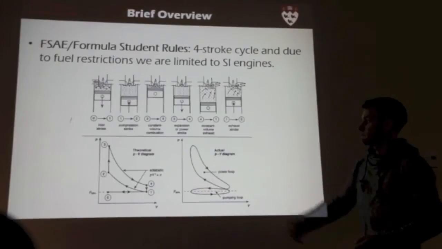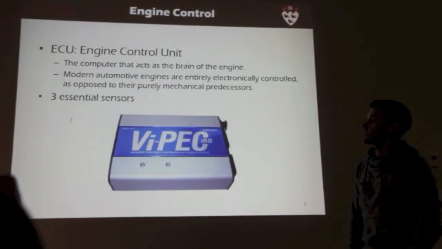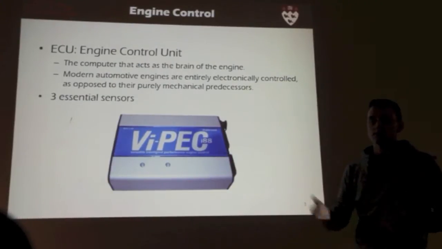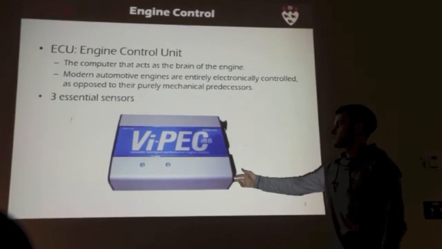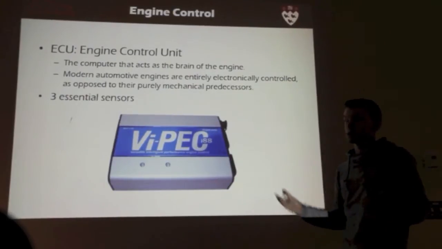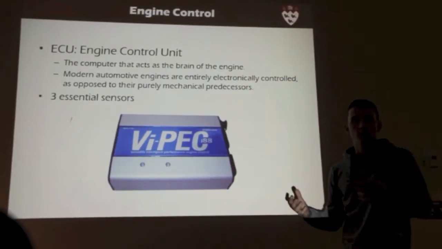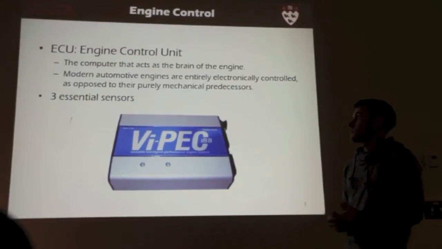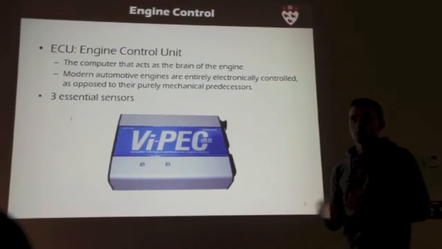So, PV diagram. Essentially, the way that we control this whole mess of exciting things happening inside the engine is with this. It's called an engine control unit. It's basically the computer that allows you to control how the engine is operating. This is the modern solution to make engines run.